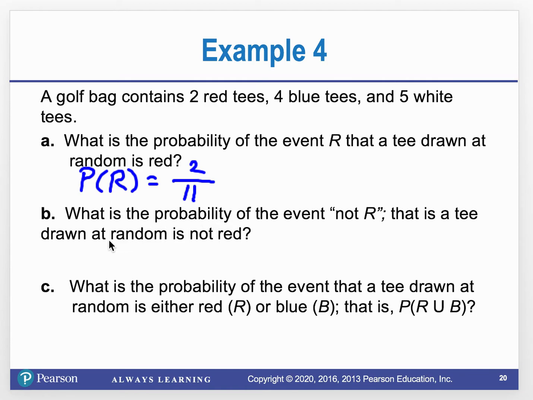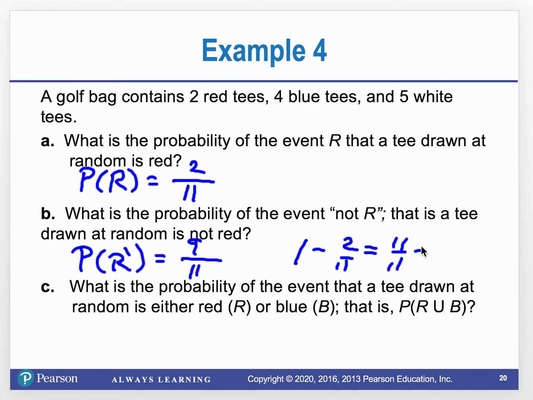What's the probability of the event not R? Okay, so the probability of not R, and you can overscore it or apostrophe. Okay, my denominator is still 11. And I could use my formula on this one, or I could just see how many of them are not red. That's 9. But notice, that's the same thing as saying 1 minus 2 elevenths, right? Which is 11 elevenths minus 2 elevenths, or 9 elevenths.